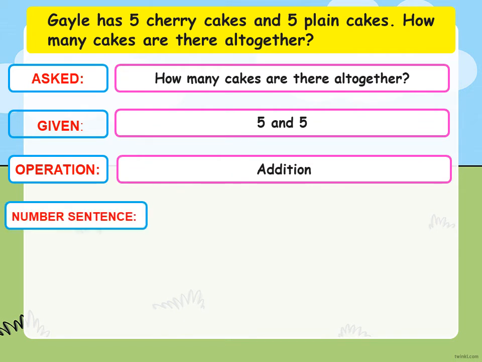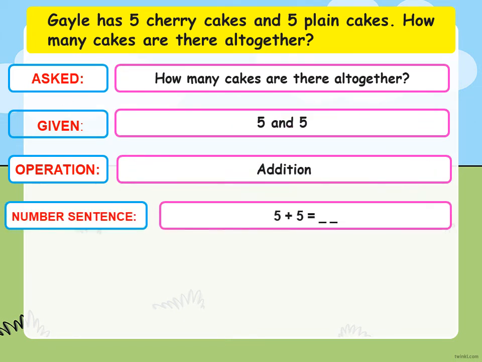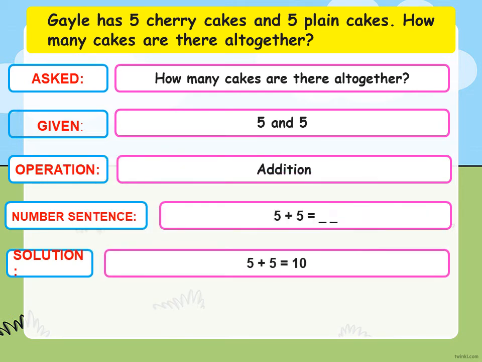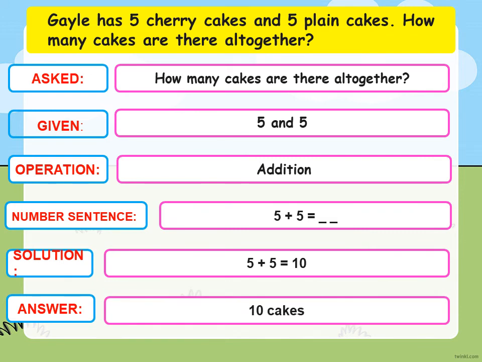How about the operation to be used? It's addition. How about the number sentence? 5 plus 5 equals blank. How about the solution? It's 5 plus 5 equals 10. Very good. And the answer is 10 cakes in all.